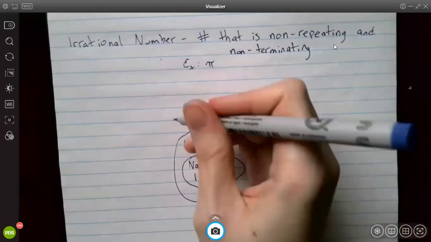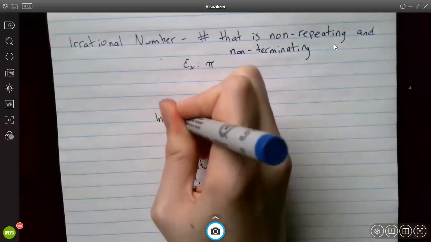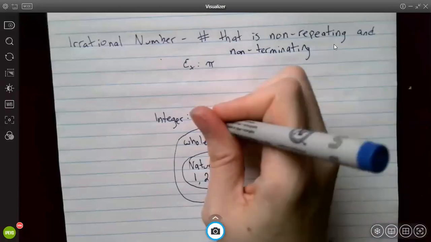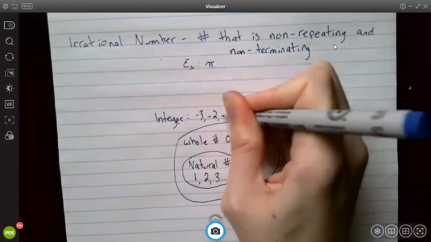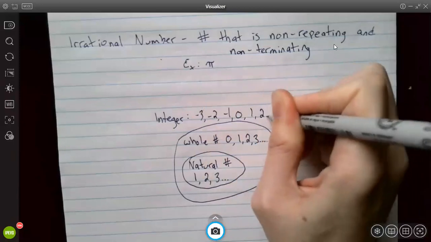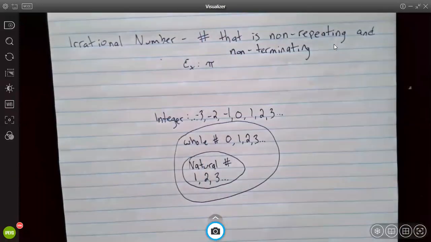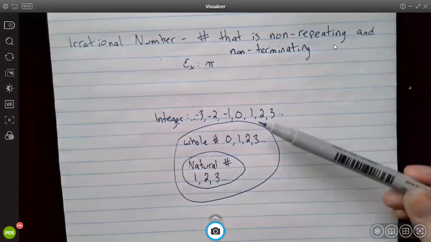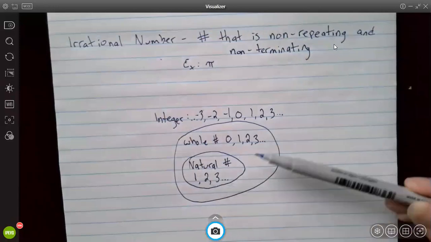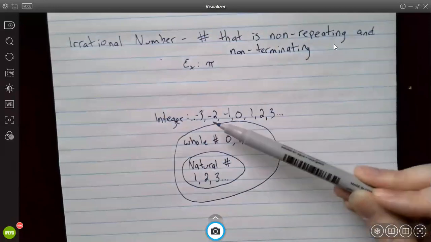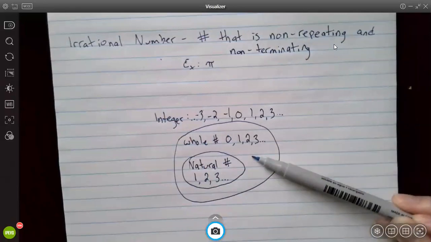The next type of number is an integer. An integer includes both positive and negative numbers. So now we're getting to numbers that are below 0. So for example, -3 and -2 and -1 and 0 and 1 and 2 and 3, and so on in both directions. So once again, all natural numbers are also integers. All whole numbers are also integers, but some integers are not whole numbers. Okay?